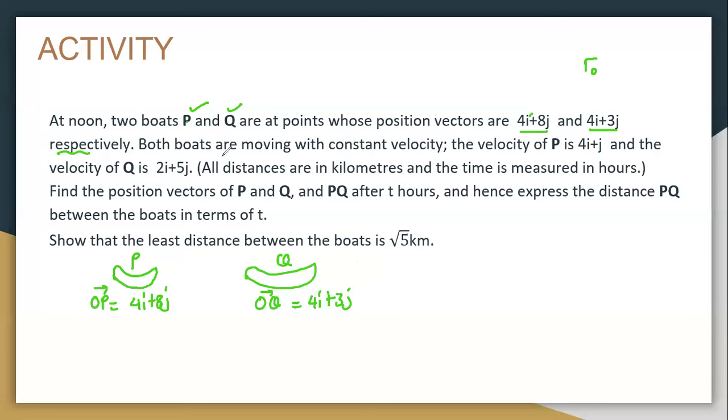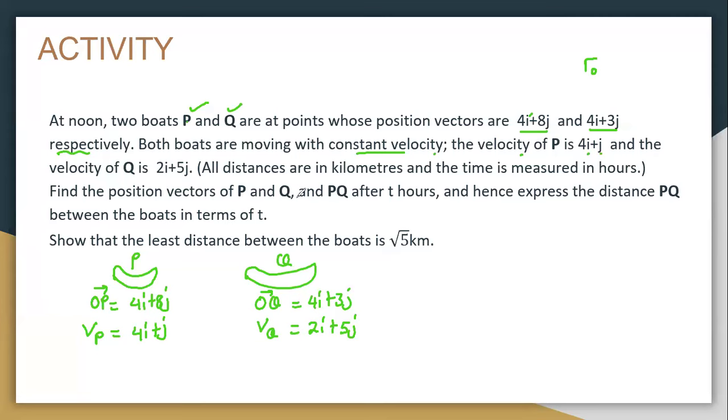Then they went on and told us that both boats are moving with a constant velocity. The velocity of P is 4i plus j. So I'll come here and say the velocity of P is equal to 4i plus j. The velocity of Q is given by 2i plus 5j. All the distances are in kilometers and the time is measured in hours. And the question is, find the position vectors of P and Q.